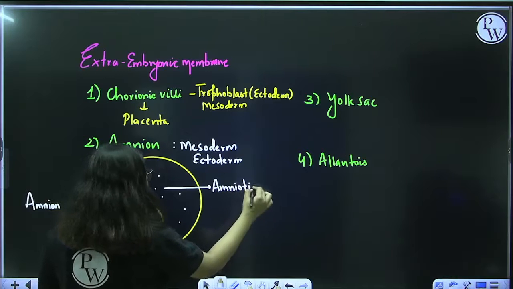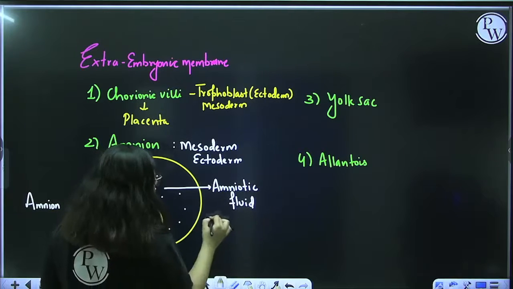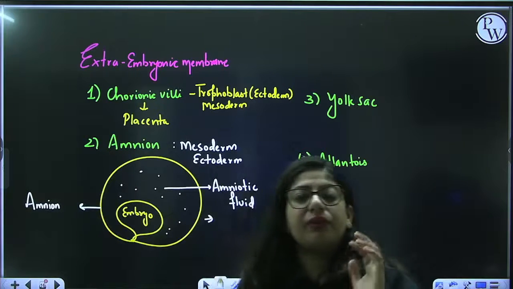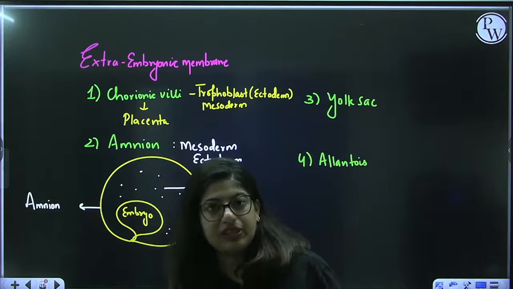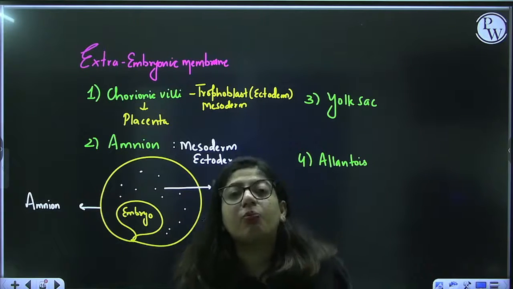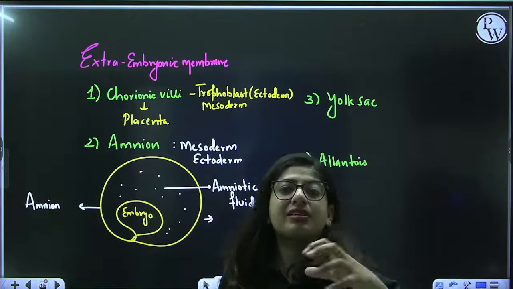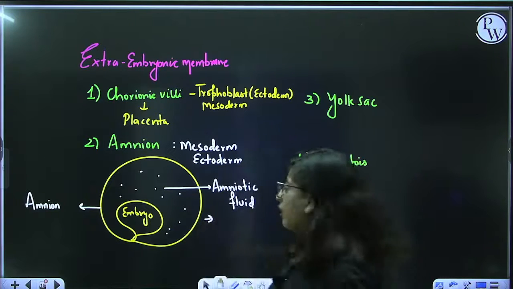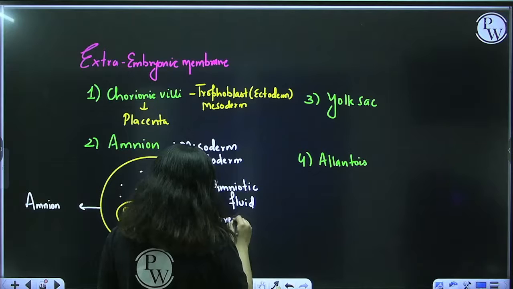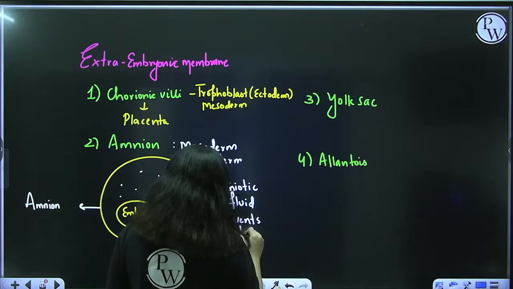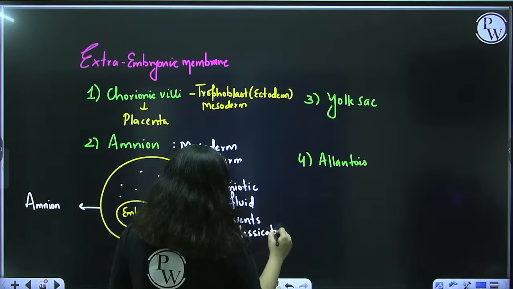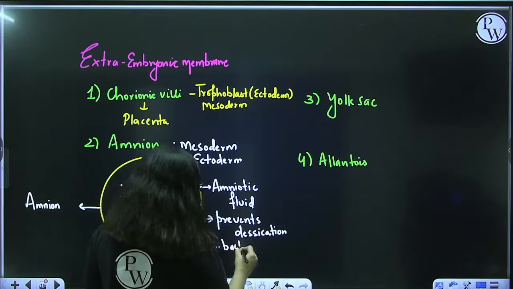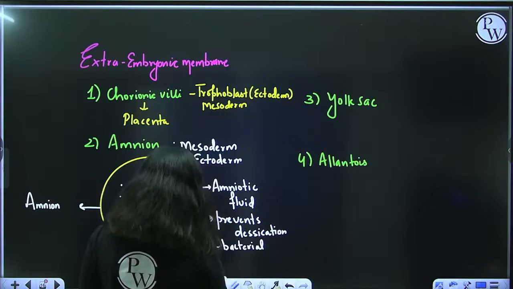This fluid is very much important for the fetus. Why? First of all, we are terrestrial organisms, we need water, right? So this fluid will prevent desiccation or dryness of the fetus. Second, it contains antibacterial properties also, and third, it acts as a cushion. So it is basically protecting the baby in all sorts of ways, right? So first, it prevents desiccation. What is desiccation? Dryness. Second, it has antibacterial properties, it can kill bacteria. And third, it acts as a cushion.